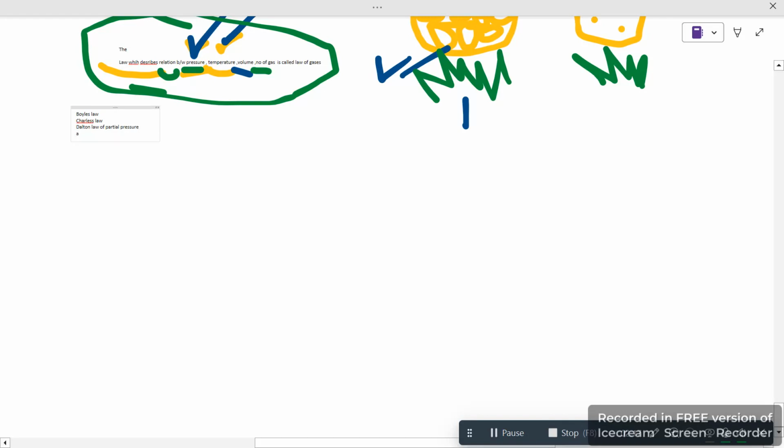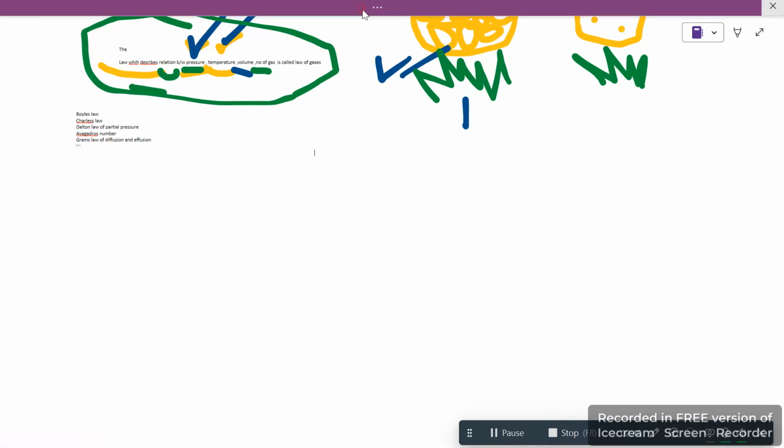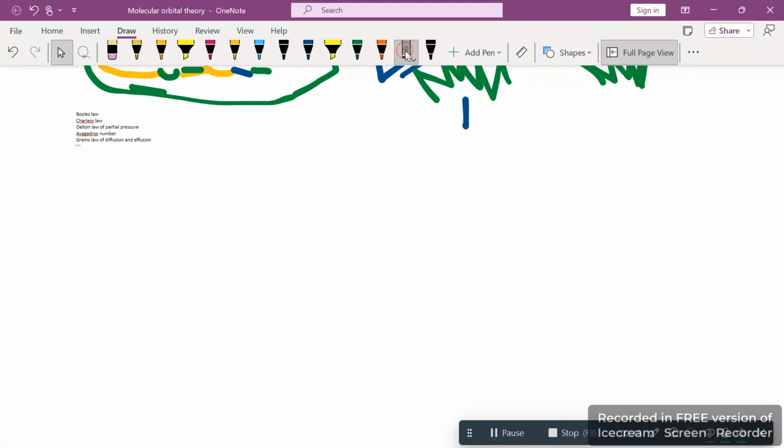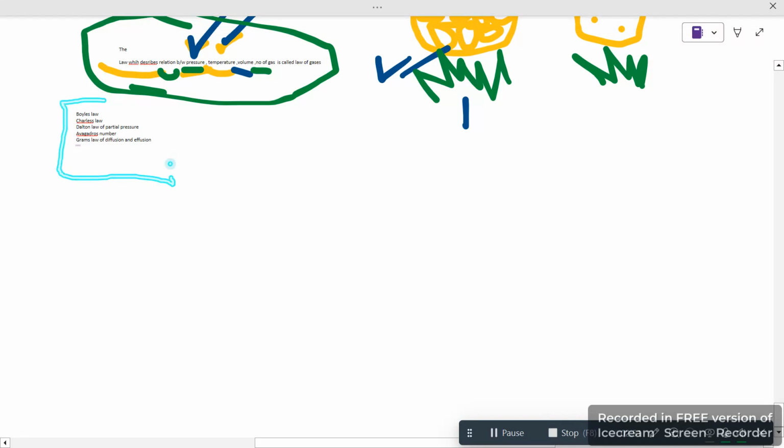Then we have Avogadro's number. Then we have the last one, which is Graham's law of diffusion and effusion. Okay, so these are the main components, the main key of this entire chapter, and I'm sure you can get these all very easily.